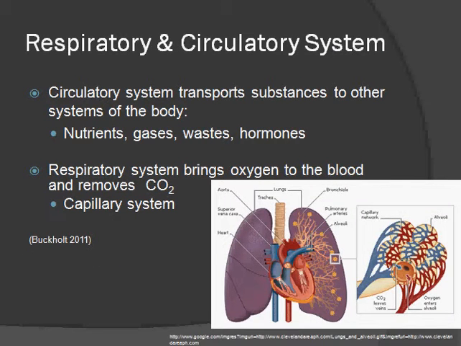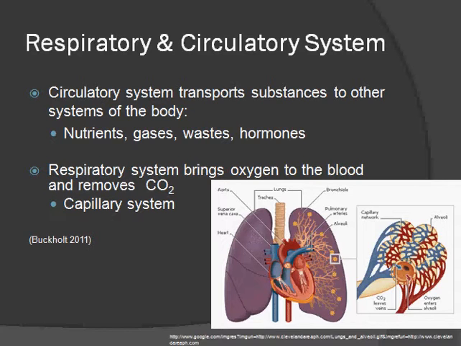The respiratory and circulatory systems work together to maintain homeostasis of the body. The major organs involved in the circulatory system are the heart, arteries, veins, and capillaries. This system is responsible for transporting substances such as nutrients, gases, wastes, and hormones throughout the body.